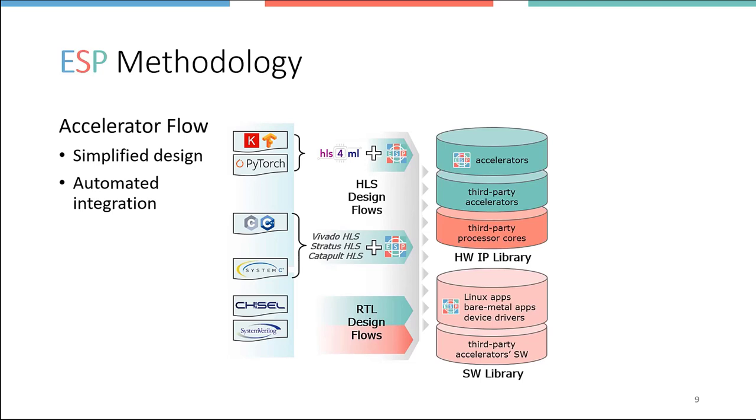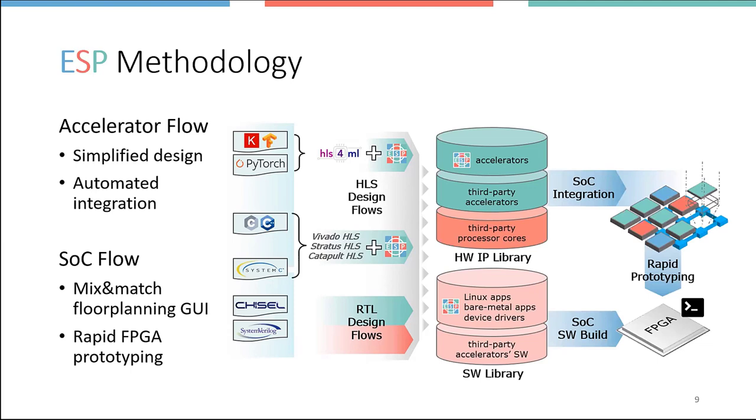So independently from which tool you use, which design flows you use, you can enrich the library of hardware IP blocks, as well as the library of software components that help in the integration of these IP blocks. You can also find third-party accelerators and third-party processor cores in this library, and all these components, independently from the language or the tool used to develop each of them, can then be integrated into an instance of a system on chip.